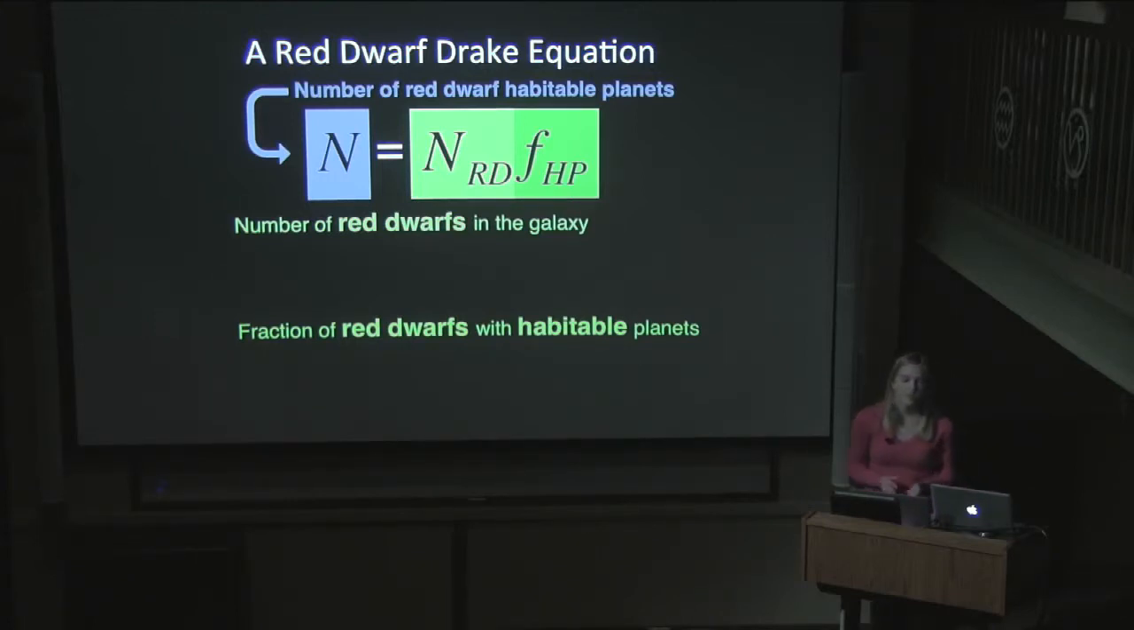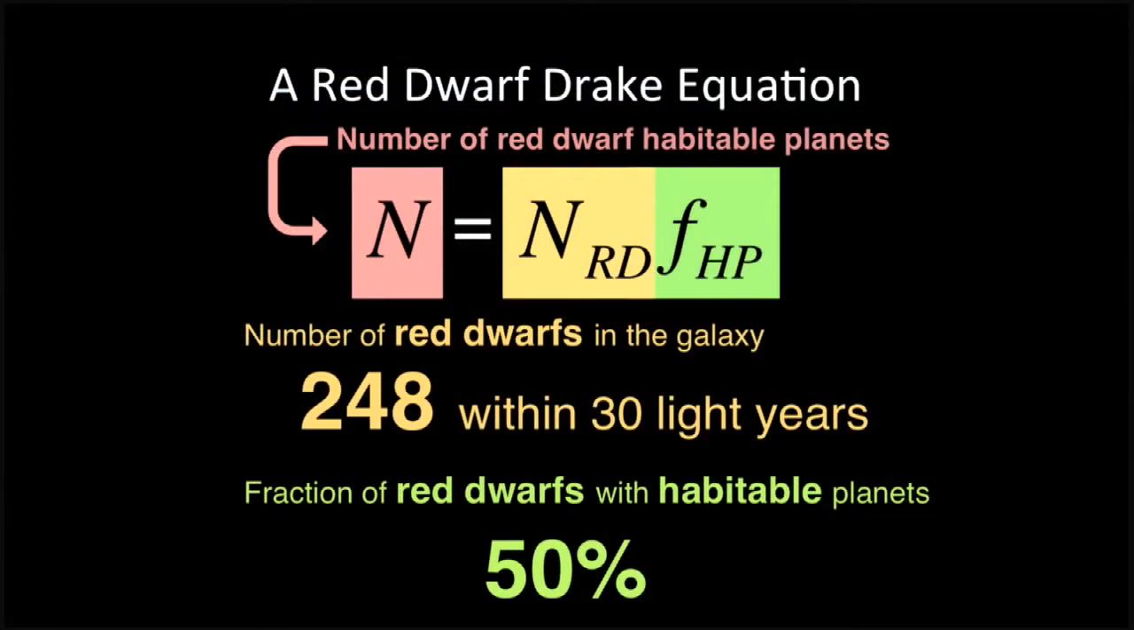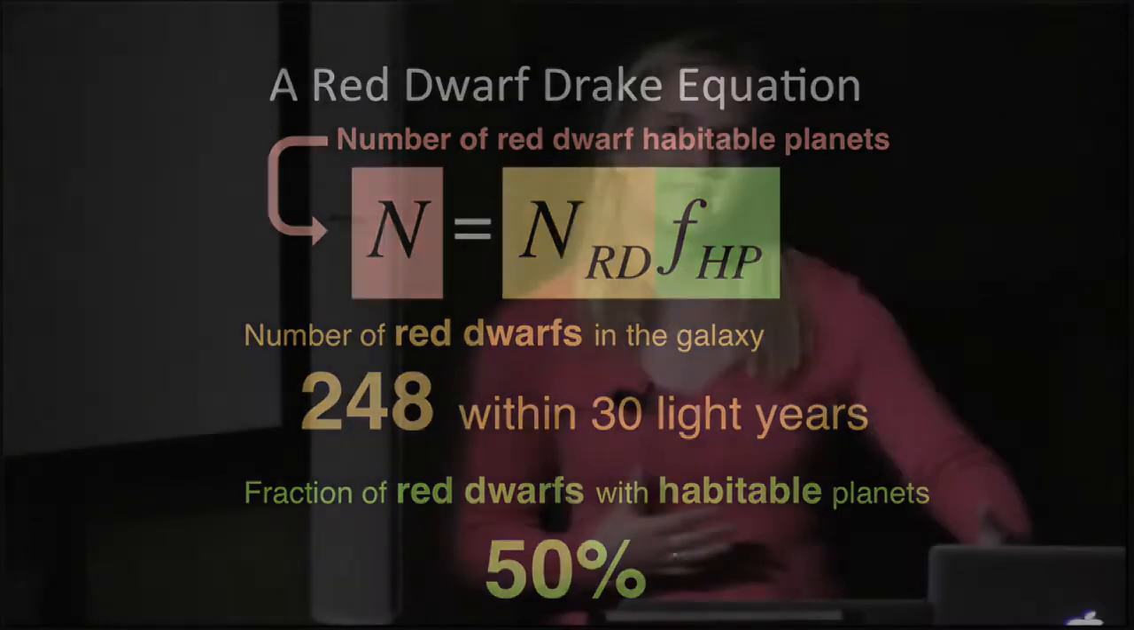So from surveys of our neighborhood in the Milky Way galaxy, we know that there are 248 M-dwarfs within 30 light years. That's essentially taking the census of all of the stars that live on our block. We also know that something like 50% of those red dwarfs have potentially habitable planets. That means that we have about 120 potentially habitable planets in our neighborhood in the Milky Way galaxy. If you convert that to the distance that we would have to walk in order to go to the nearest potentially habitable planet, it works out to about 6 light years, which is a hard distance to think about in human terms.